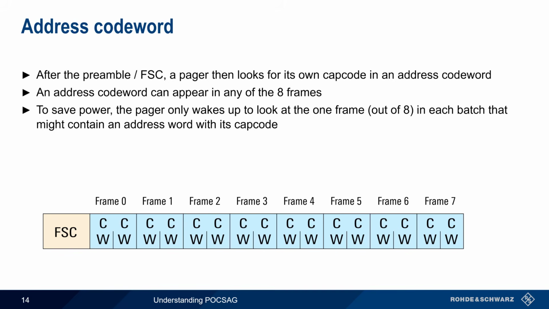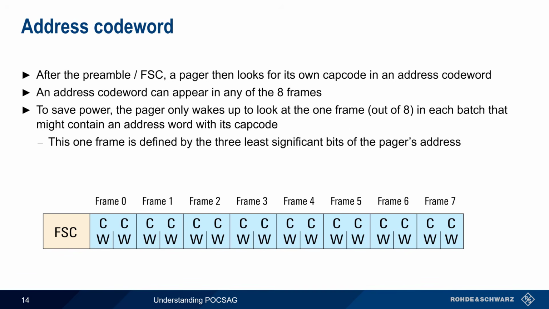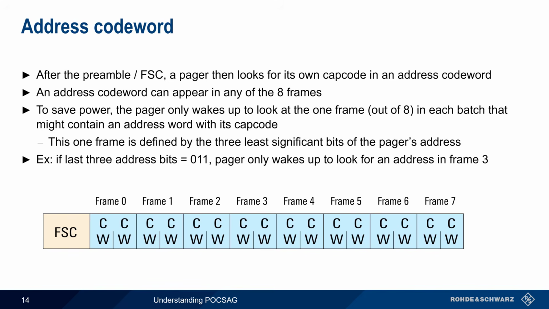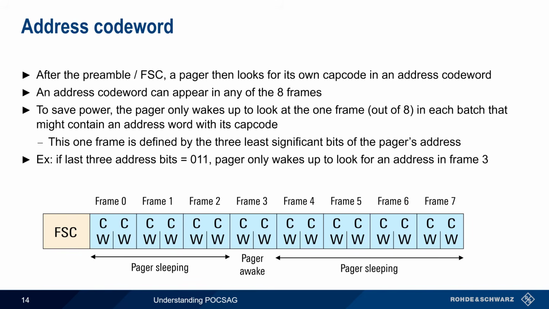Which of these 8 frames the pager wakes up for is determined by the 3 least significant digits of the pager's address. This is the frame location we mentioned earlier in the presentation. These 3 bits map to 8 possible frames. For example, if the last 3 bits of the address were 011 or decimal 3, then the pager would wake up during frame 3 to look for its capcode, but it would be sleeping during the other 7 frames. This mechanism is one of the main ways by which POCSAG extends battery life.